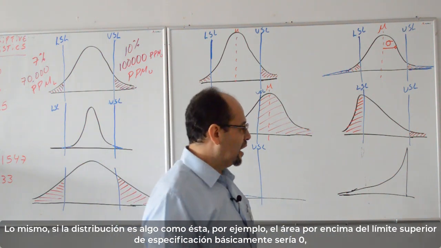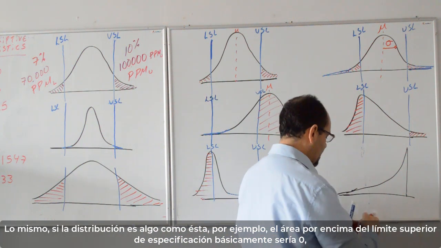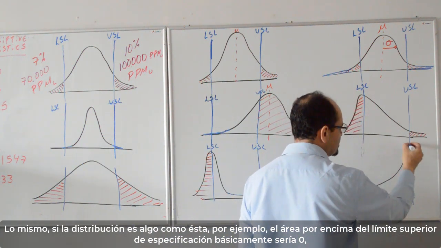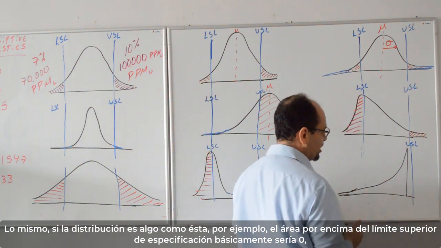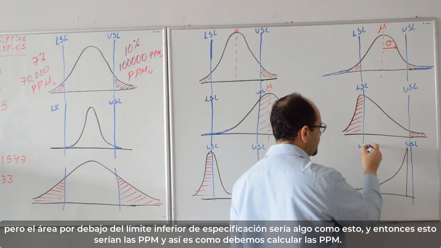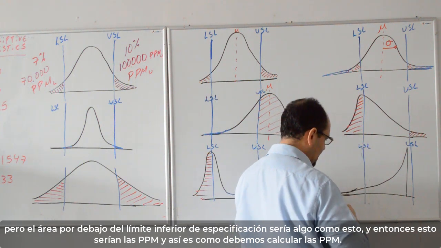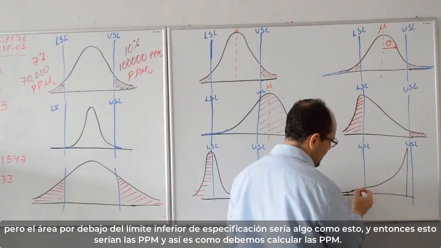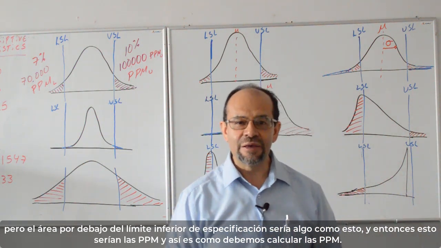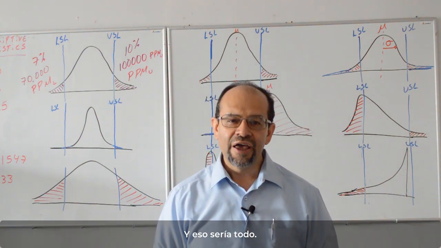Same thing, if the distribution is something like this one, for instance, the area above the upper specification limit is basically 0, but the area below the lower specification limit will be something like this one, and then that will be the PPMs, and that's how we have to calculate the parts per million. And that's it.